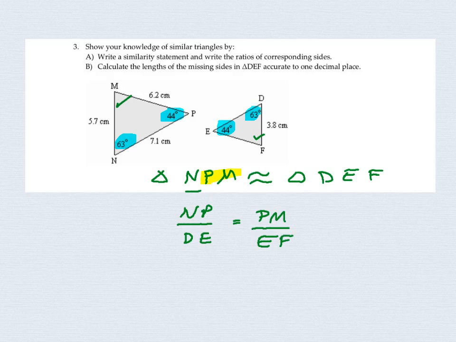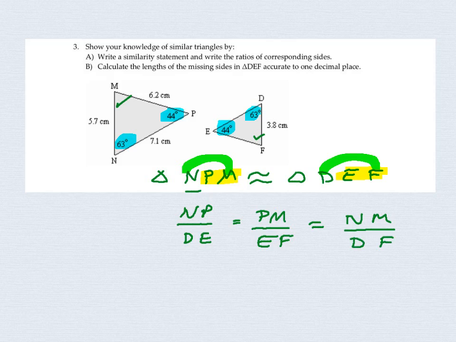For example, these two, those two. You could do first and last, which would help you get the third one. NM is proportional to DF.